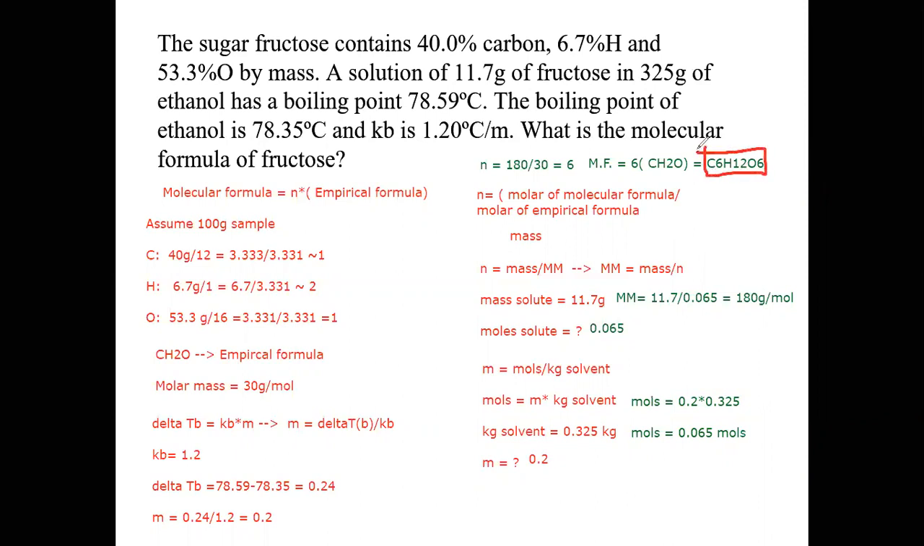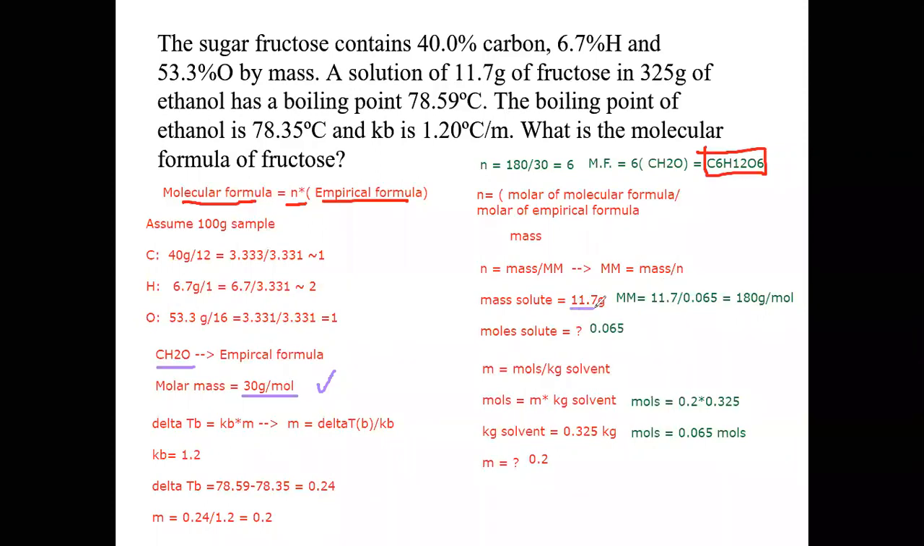So again, just to recap, we had to use the information in the first sentence to calculate the empirical formula, because in order to calculate the molecular formula, we need to multiply the empirical formula by some N, which is some number. The way we find N is the molar mass of the molecular formula over the molar mass of the empirical formula. So once we found the empirical formula, we can find its molar mass, so that's checked. Now the rest of the information is used to determine the molar mass of the molecular formula. So molar mass is mass divided by moles.